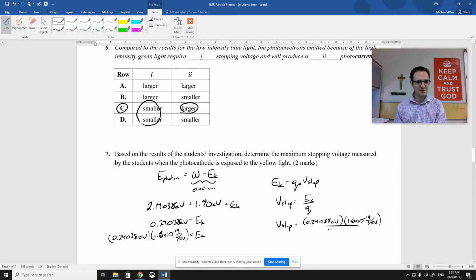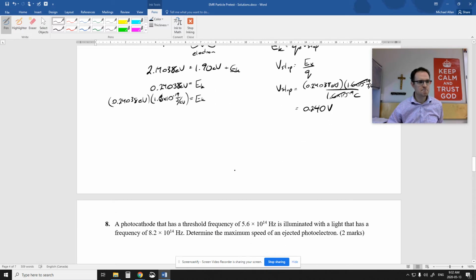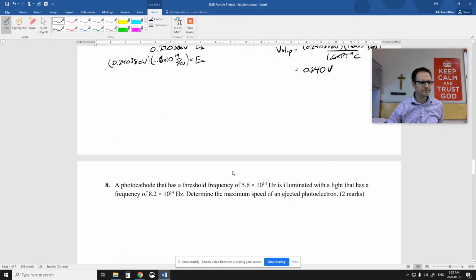And then you would just divide it by 1.6 times 10 to the negative 19 coulombs. So the numbers would cancel out. All the units would work out together here. You get a joule per coulomb, and a joule per coulomb is a volt. So we got 3 sig digs, I think. There you go. 0.24 volts. Not very much at all.